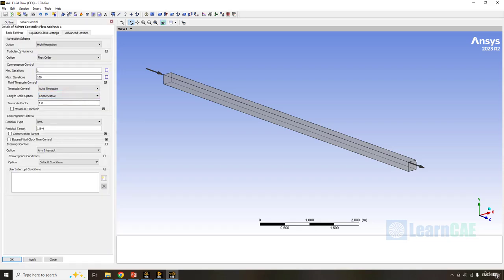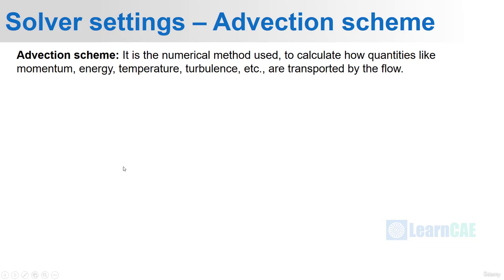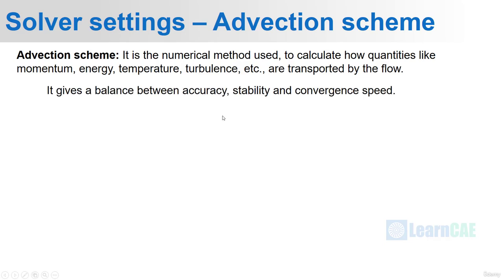Here we shall see the details of different schemes like advection scheme, turbulence numerics, convergence control, time scale, length scale option and convergence criteria. First we shall see the advection scheme. There are three options here: upwind, high resolution and specified blend factor. We shall see the details about this one by one. The first one is advection scheme. It is the numerical method used to calculate how quantities like momentum, energy, temperature, turbulence, etc. are transported by the flow. It gives a balance between accuracy, stability and the convergence speed.